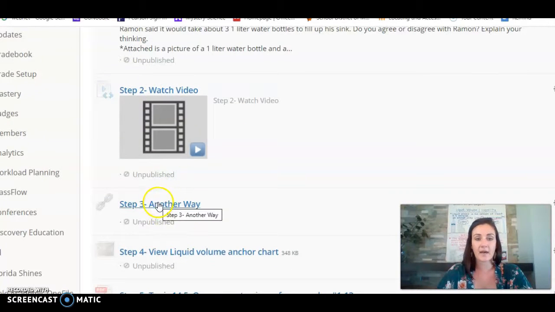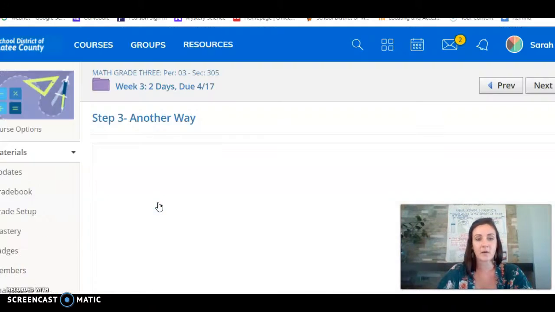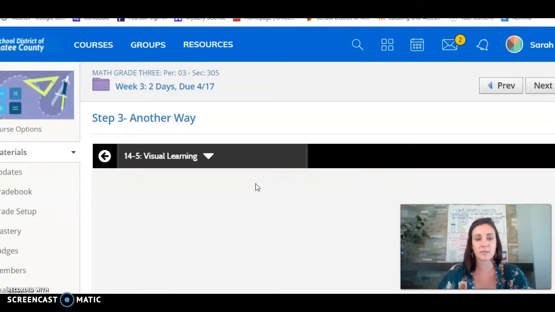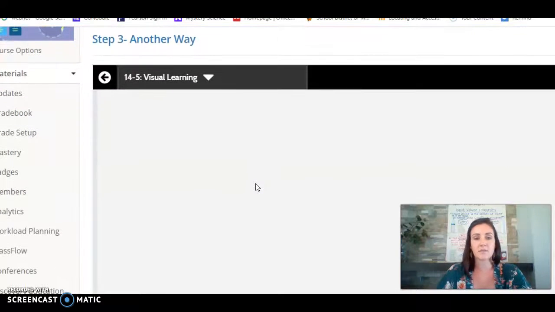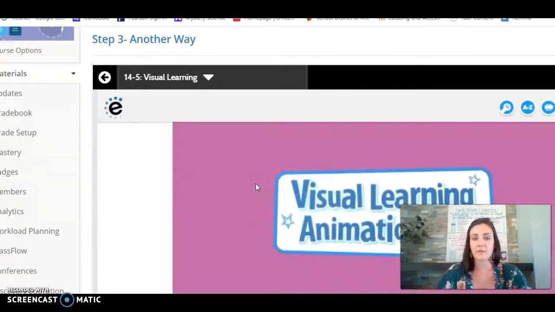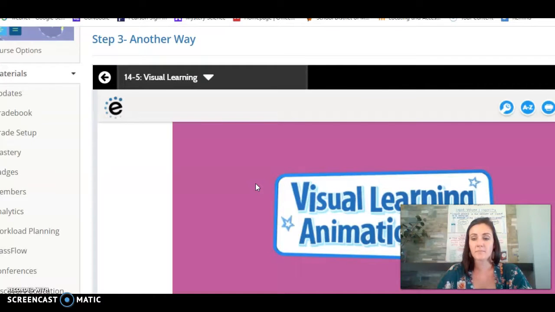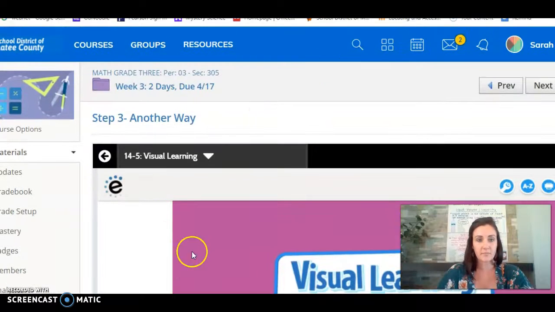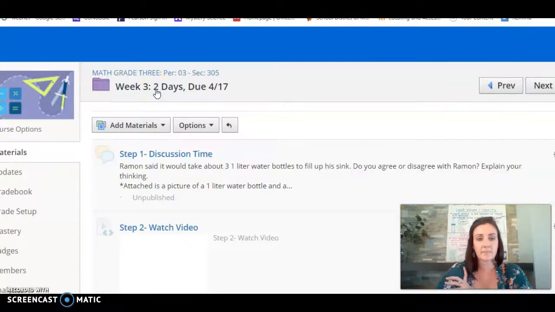Then step 3, I have your another way. So again, this will take you into Pearson. If you cannot get into it, at the very bottom it will have a login. Put your Manatee County, part of Manatee County, and it should get you in right away. Hopefully you should only have to do this once, but it will take you through another way. Remember, not going back this way, but going back to week 3, this folder right here.